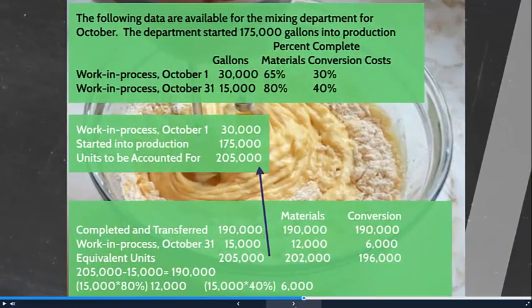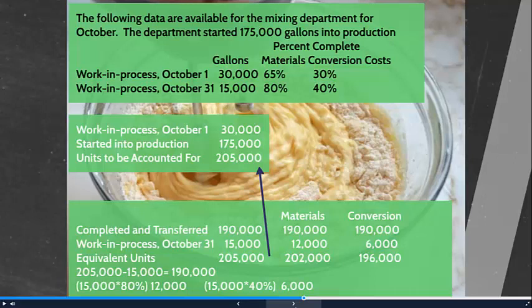Here's an example of the step 2 process to compute equivalent units. Remember, in step 1, we make sure that our units to be accounted for agree, and we've separated our units into completed and transferred units and our work in process ending inventory. As you can see, in total, our equivalent units equal those units to be accounted for. So now we can move on to calculating our equivalent units for materials and for conversion.